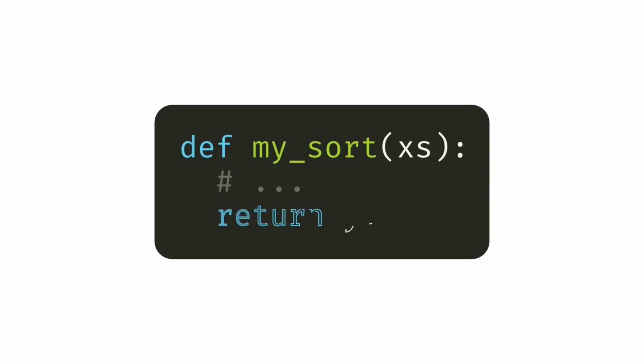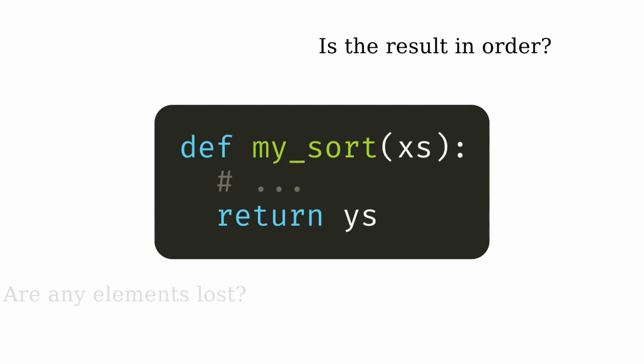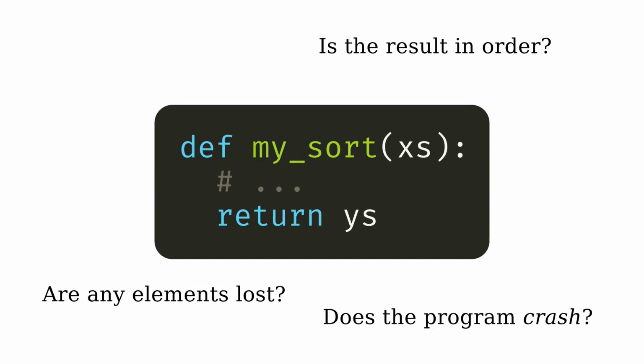Suppose you write some code, in this case a sorting function, and you want to know if it's correct. There are a few different things you might ask. Is the result ordered properly? Do we lose or gain any elements along the way? In other words, is the result a permutation of the input? Does the program crash when we try to run it?